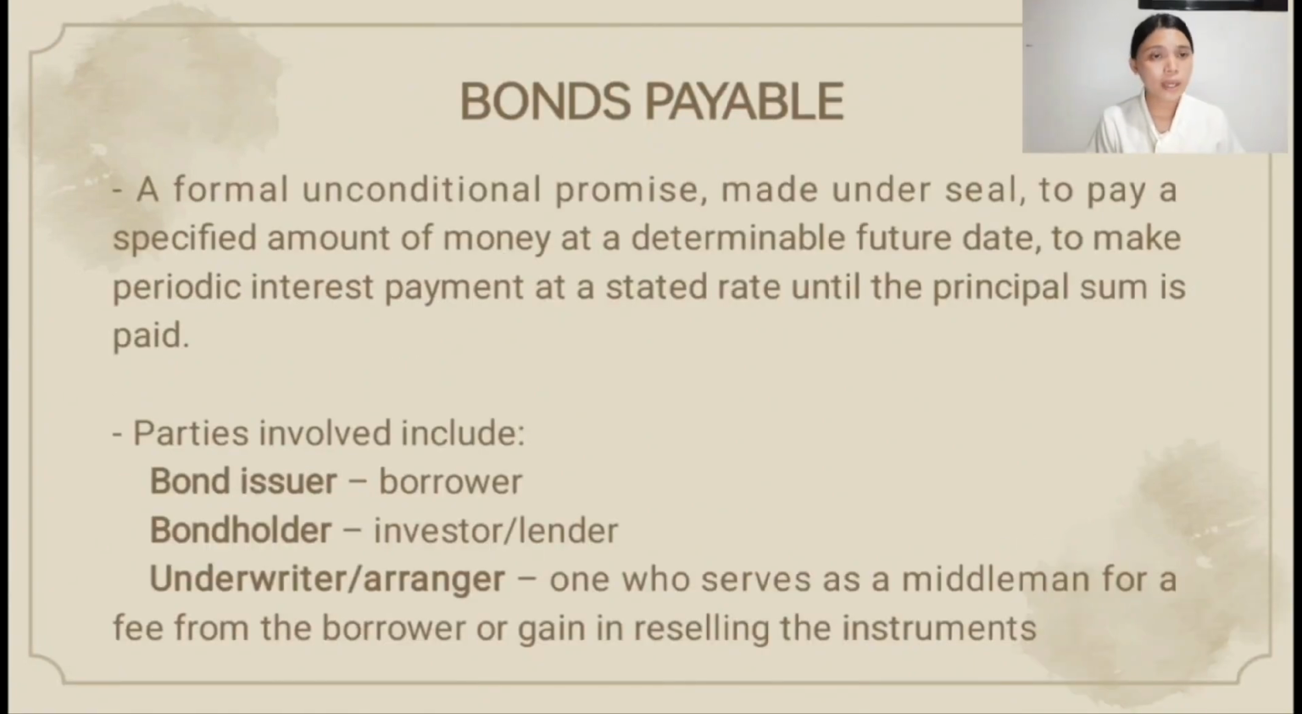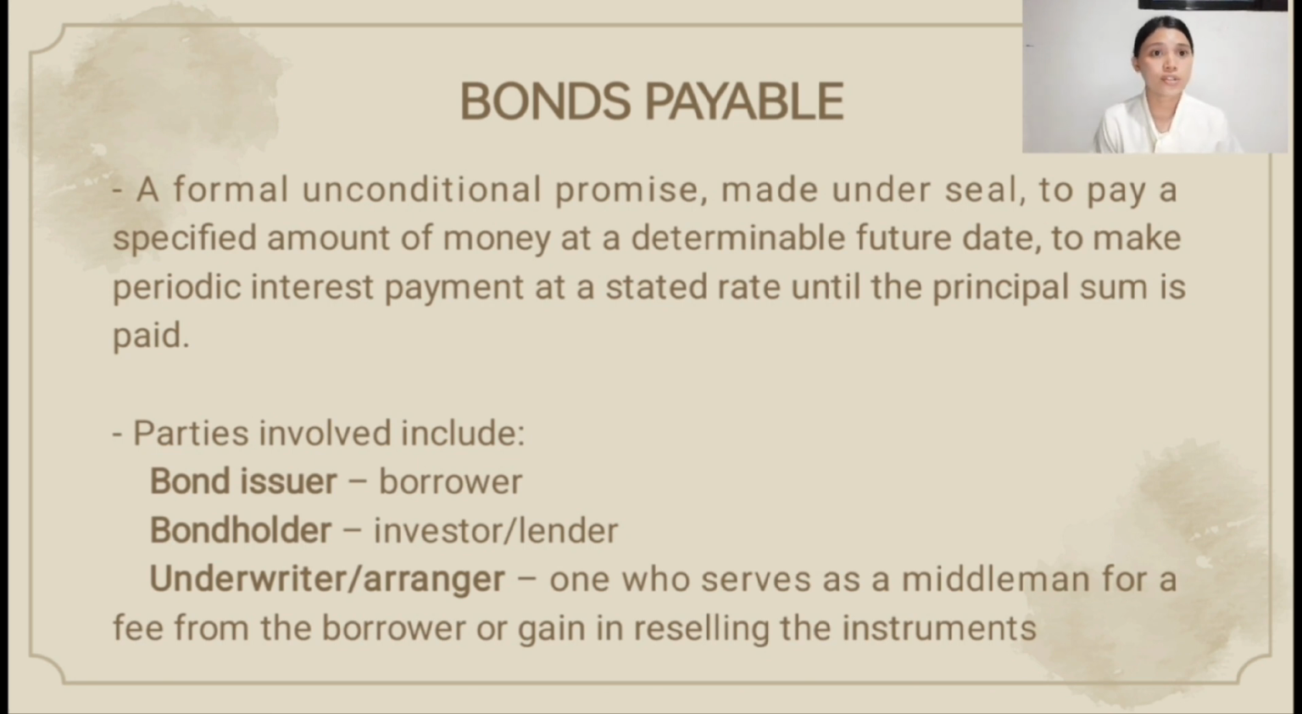So when we say bonds payable, it refers to a formal and conditional promise made under seal to pay a specified amount of money at a determinable future date, to make periodic interest payments at a stated rate until the principal sum is paid. So the parties involved include, first, the bond issuer.